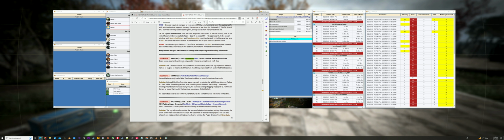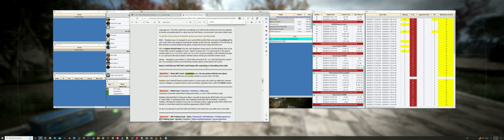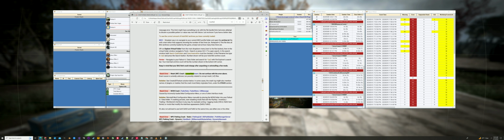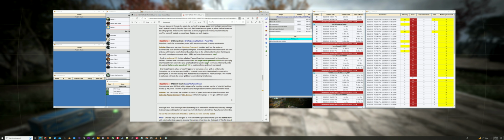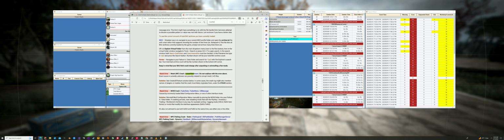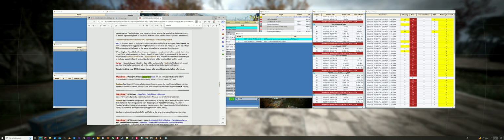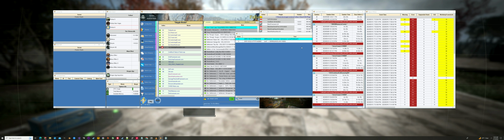It says in some cases the crash log might also mention names of plugins. Okay, so here's what I think it is and why I think it is what I'm about ready to say.